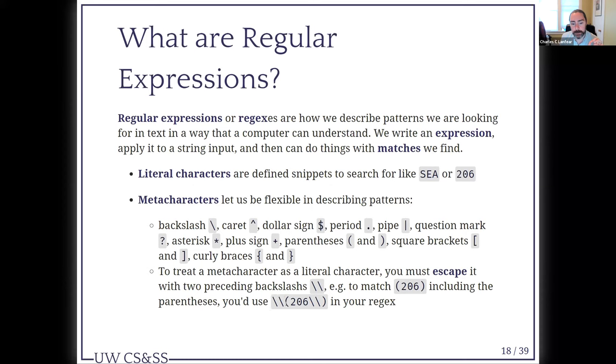Backslash, backslash, parentheses. This escapes the parentheses and tells R, I'm looking for that parenthesis. I don't want to treat the parenthesis as a meta character of some kind. We're going to talk a little bit in a while about what those parentheses do as a meta character. So backslash, backslash, parentheses, 206, backslash, backslash, parentheses would search for the actual text, parentheses, 206, parentheses. We're going to see some examples of this in a bit.